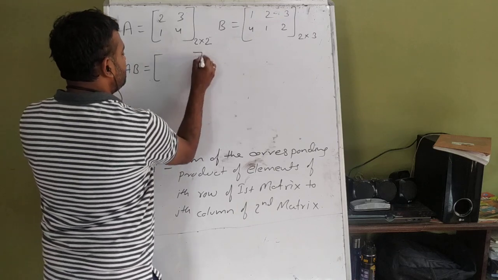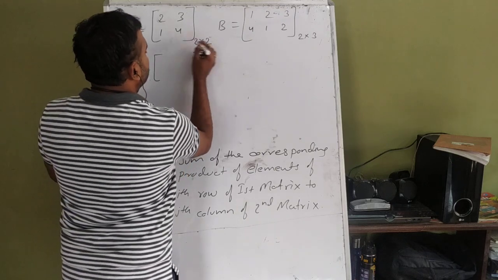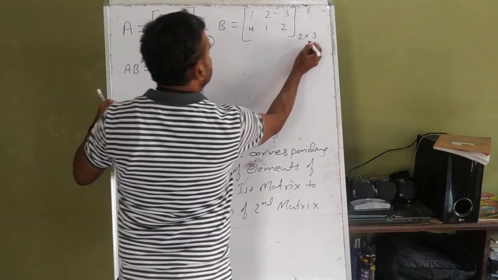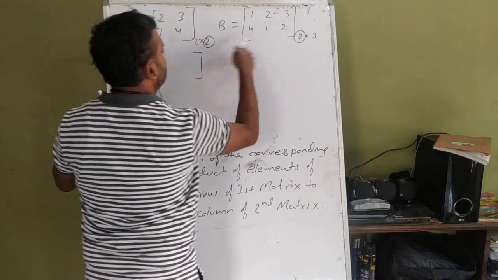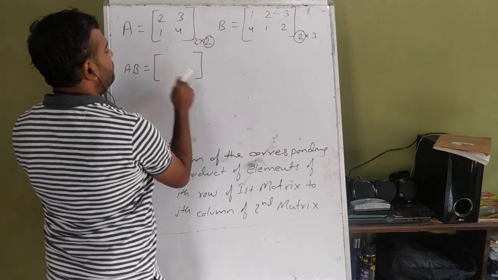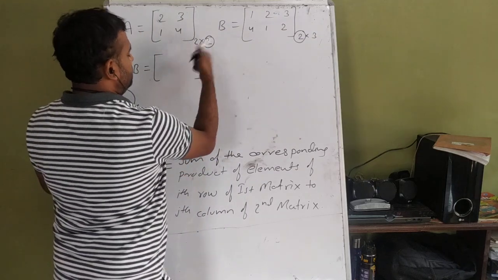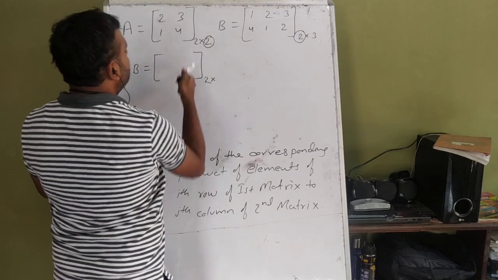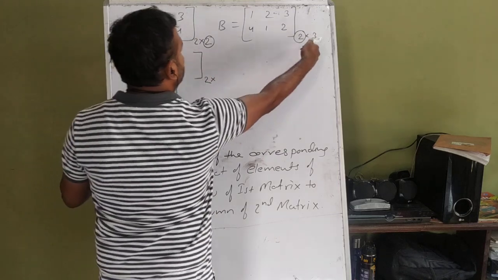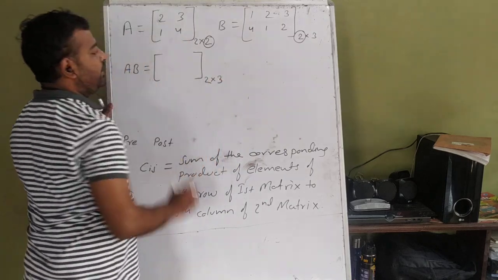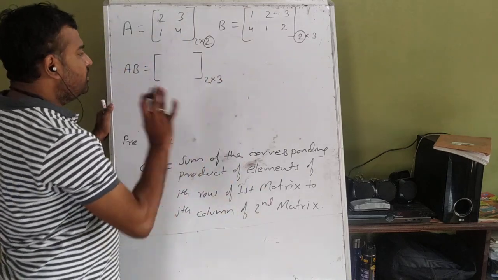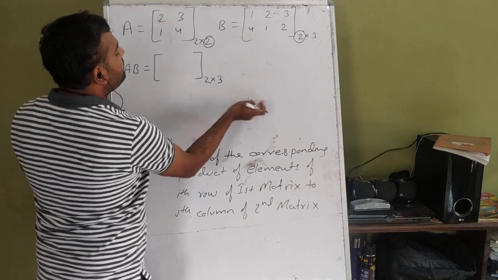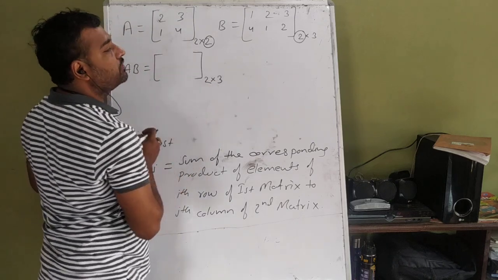For the product AB, the criterion is that the columns of the first matrix equal the rows of the second matrix, then the product AB is possible. What will be the order of AB? The order of AB is given by the rows of the first matrix by the columns of the second matrix, so 2 by 3. Now, in this AB, how many total elements will there be? 6 elements will be there.